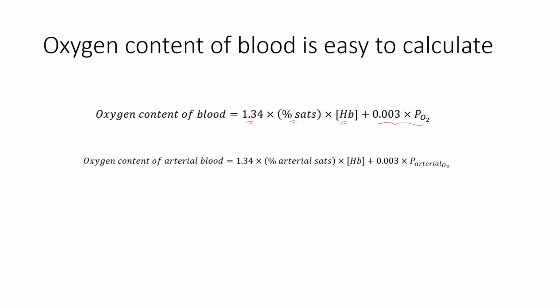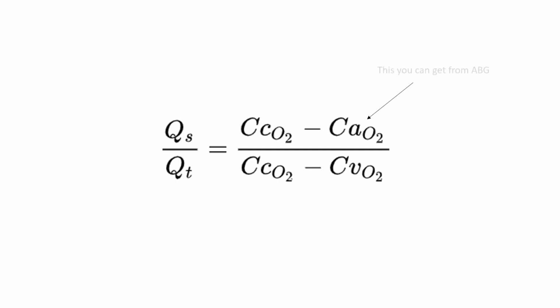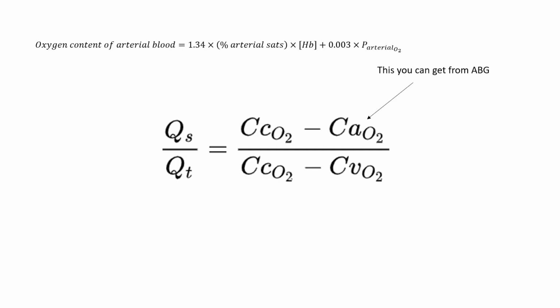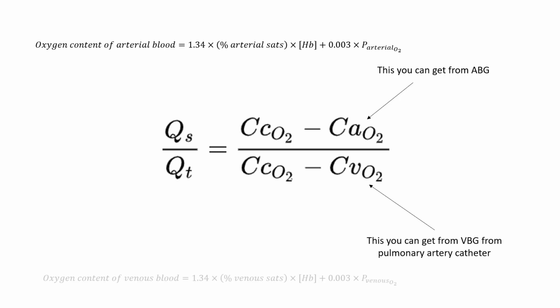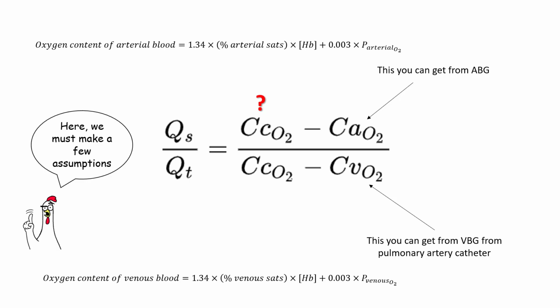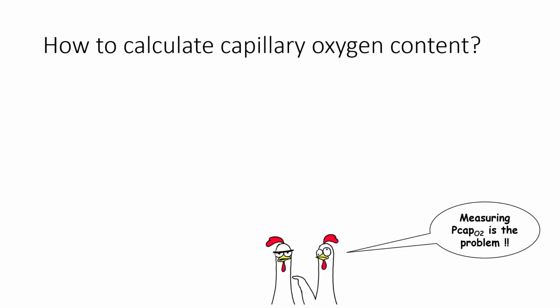So the oxygen content of arterial blood will be 1.34 times the percent arterial SATs multiplied by the hemoglobin level, plus the dissolved oxygen in the arterial blood, and a similar number you can get from the mixed venous blood. You can get your CaO2 from the arterial blood gas, and you can get the CvO2 from the pulmonary artery catheter blood gas. However, the oxygen content in the capillary blood is more difficult to calculate, and here we have to make a few assumptions.